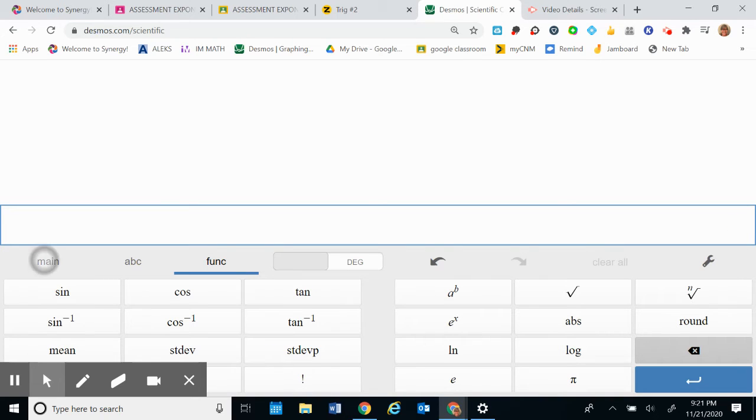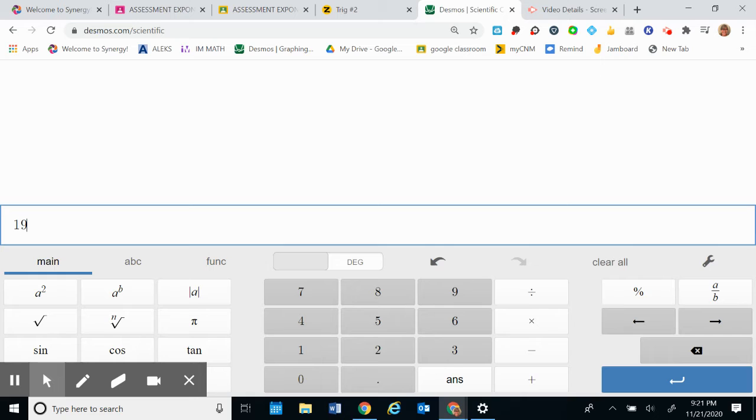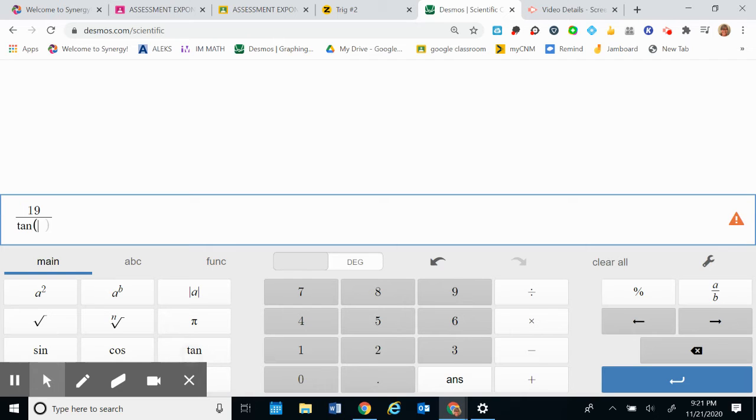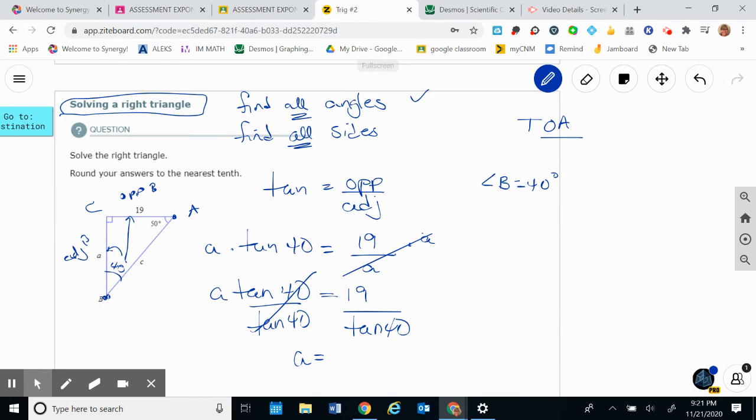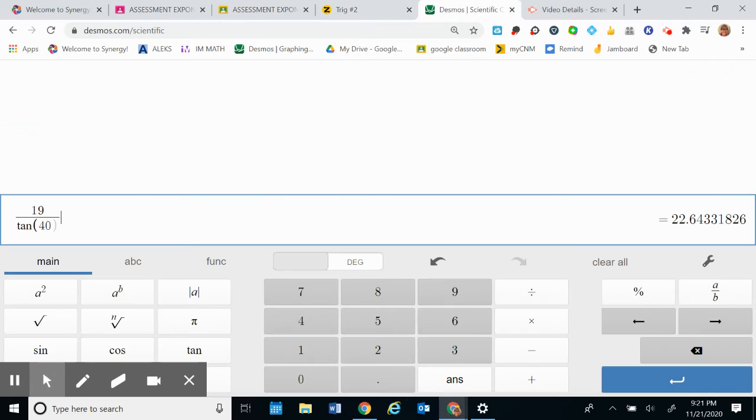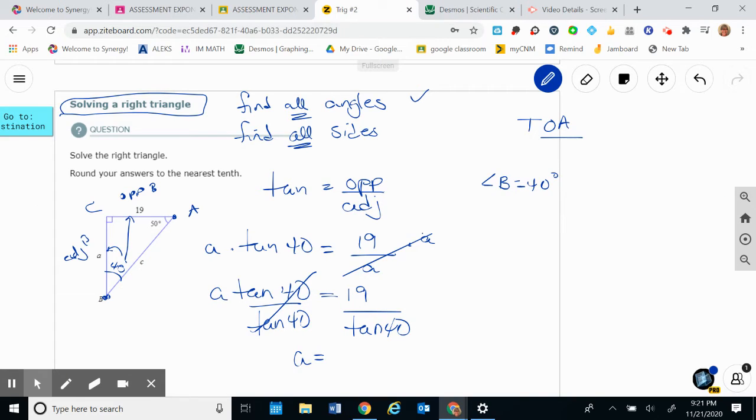Okay, so 19 divided by tangent of 40 is 22.64. I'm going to go to the 100th because I don't know what they asked for. So let me go back. Is it the nearest 10th? 10th. Okay. What was it again? Geez, memory of a fish. 22.6. Okay. So now we have a side. All we need to find is the third side.